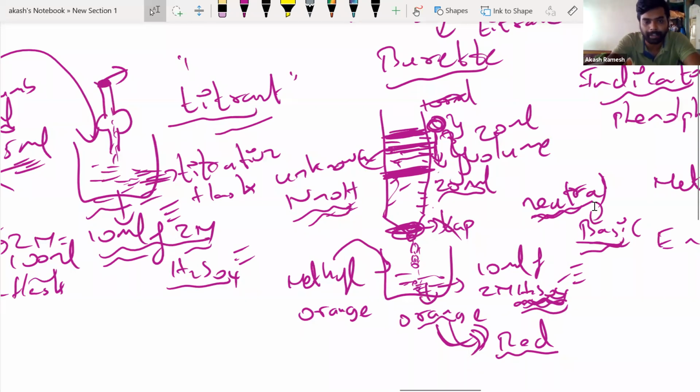So at a point of time, the color will change. That is, the methyl orange will go to red. The orange in color, it will go to red in color. The solution here will change to red in color, right? At that time, you close the tap. That's it. The reaction is over.